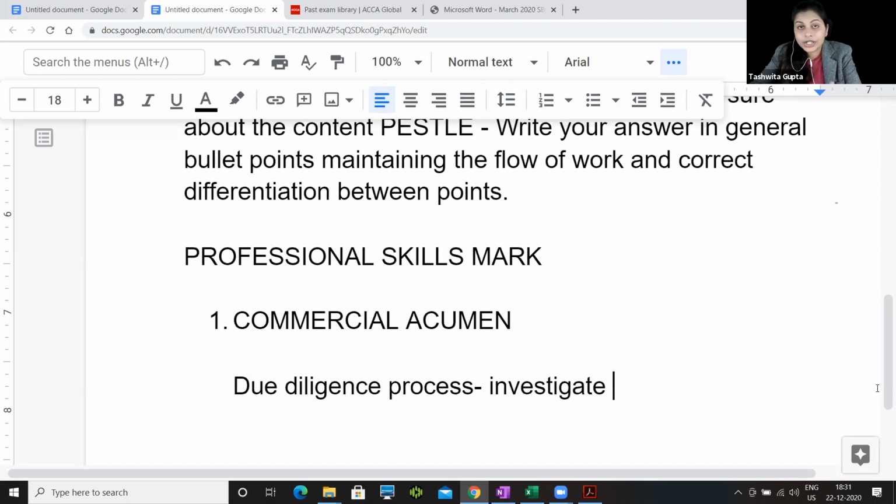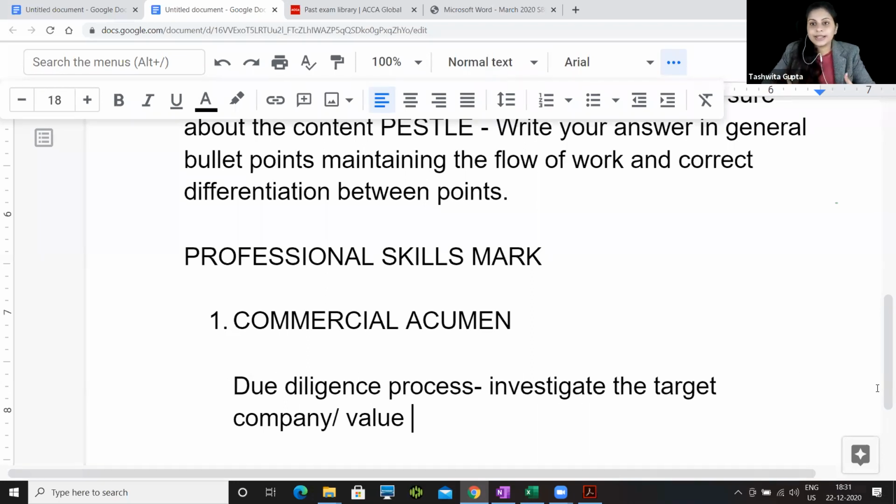These are general knowledge things which you should have now because you are in professional level. So you investigate the target company, you actually value the target company. You tell that if anyone wants to buy this company A, the value of this company as assessed by us is $1 million. So that is due diligence process. Before we merge with any company or we acquire any company, we actually conduct this due diligence process. Like audit happens, similarly due diligence also happens. So you actually appoint someone for the due diligence.